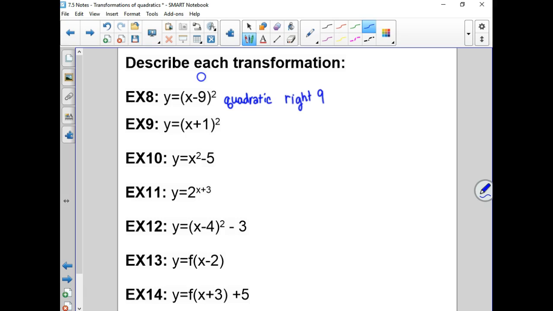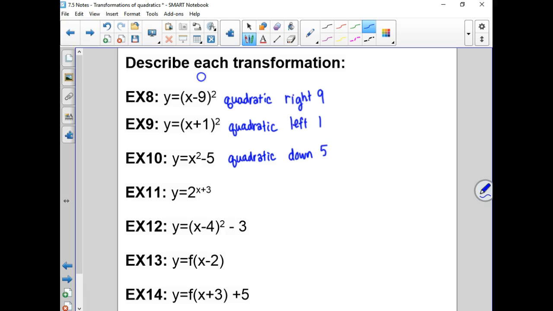Example 9, this is a quadratic that is going to be moved to the left 1. Now, I've thrown in some other examples here. So for example 10, I've got a quadratic again because of that square. But this minus 5 is not in the parentheses, so this is going to move the graph down 5.